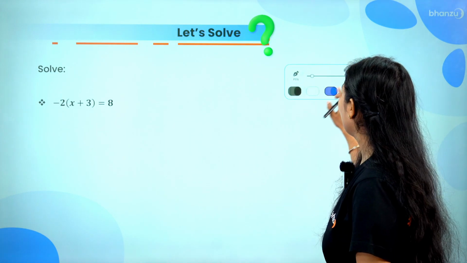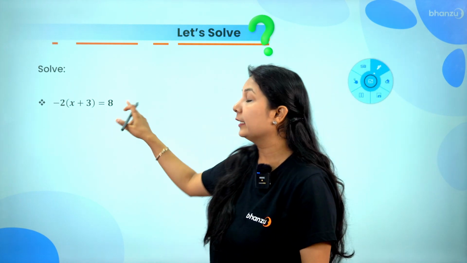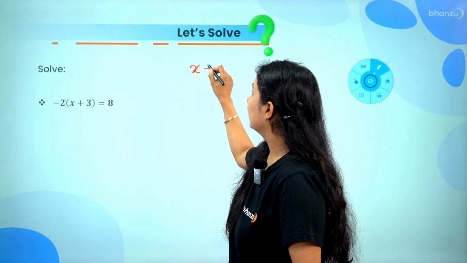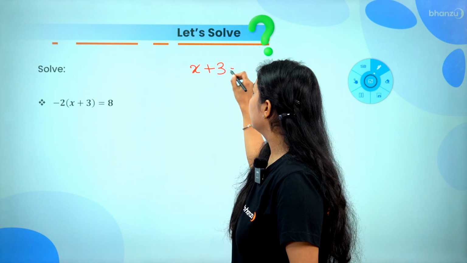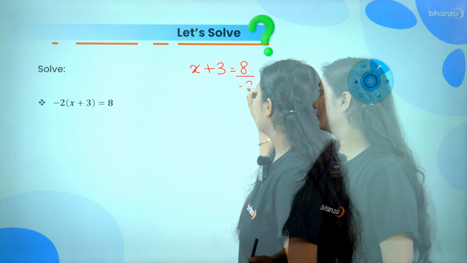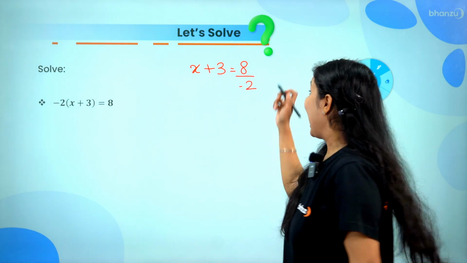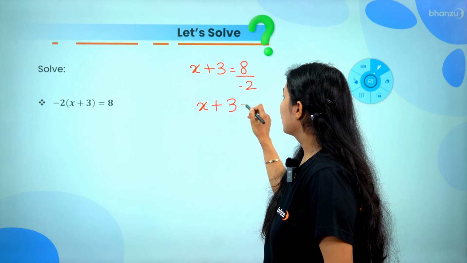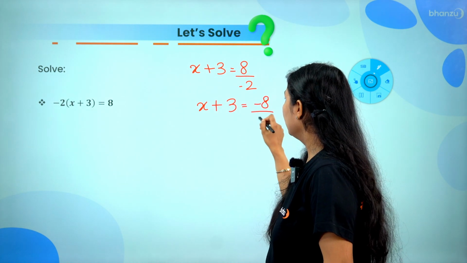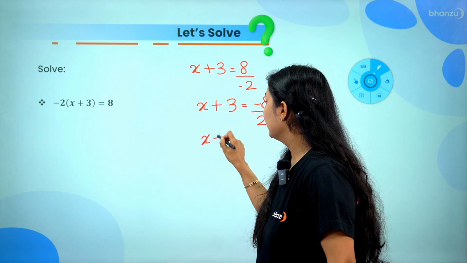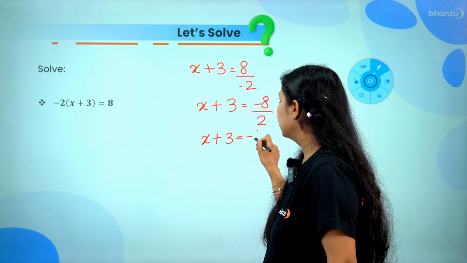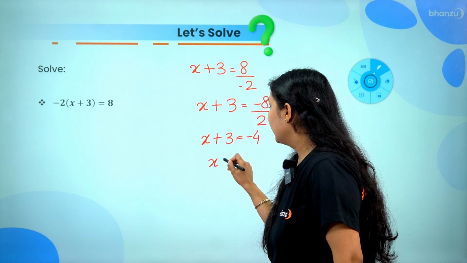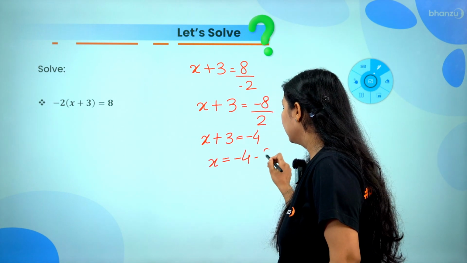Minus 2, in the bracket we have x plus 3, is equal to 8. Now minus 2 is going to come to the other side. So x plus 3 is equal to 8 by minus 2. As we know, minus cannot be in the denominator, so we will shift it to the numerator, right? So what do we get now when solving? We will get minus 4. So plus 3 is there. When it goes to the other side, it will become minus 3.